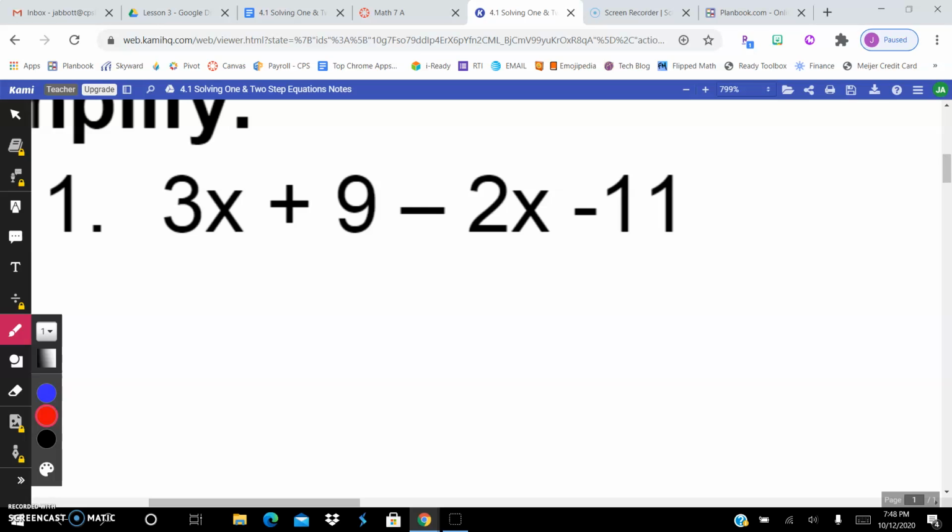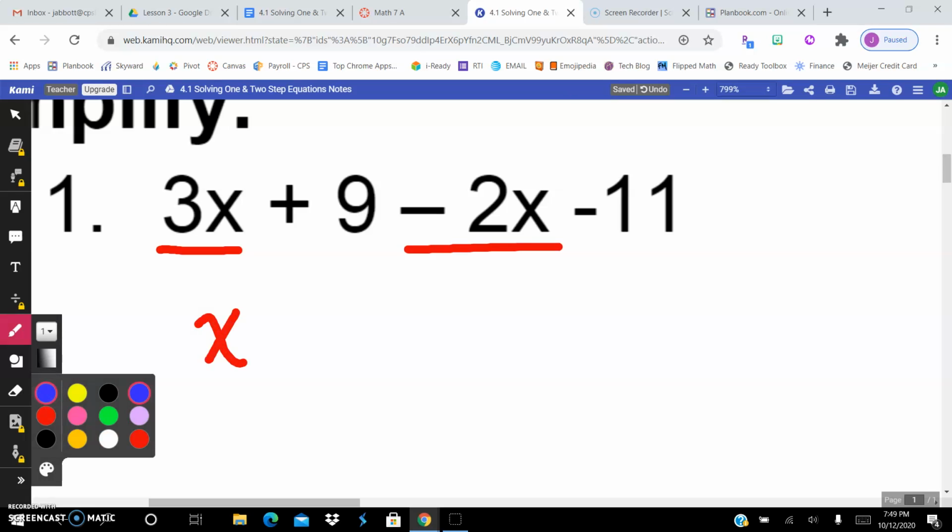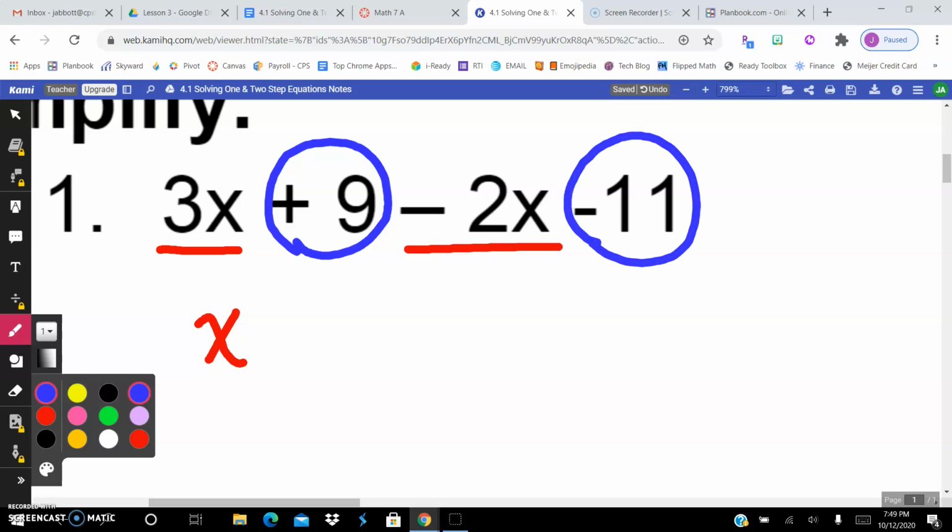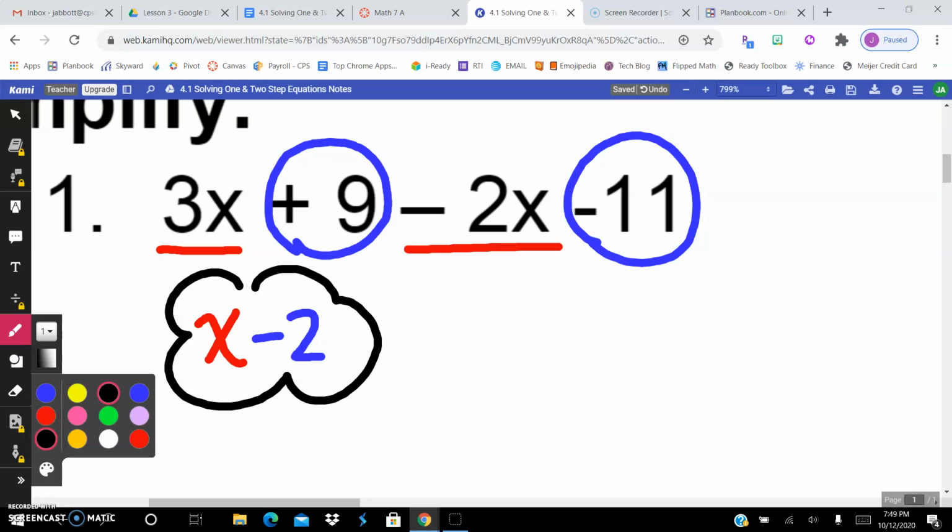So I have to combine like terms. So 3x and negative 2x would go together, and 3 minus 2 would be 1x, so we would just write an x. And then positive 9 and negative 11 go together, and 9 minus 11 would be negative 2. So the simplified version would be x minus 2.